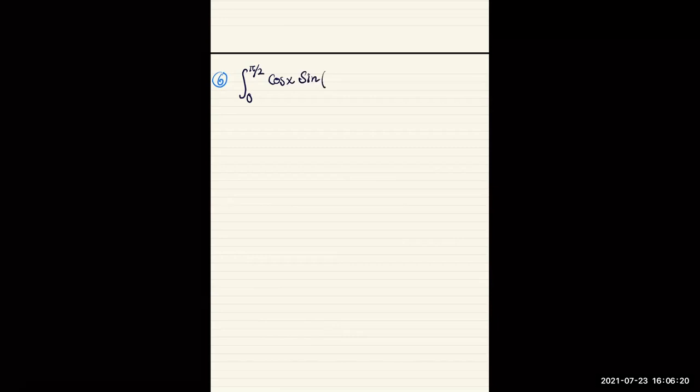Sine of sine x. It looks like a really ugly problem. It does. But again, cosine times sine of sine x. So I can see that there's a composite function right there. That inner sine x is the inner function. And then the cosine x dx, that's the outside factor.